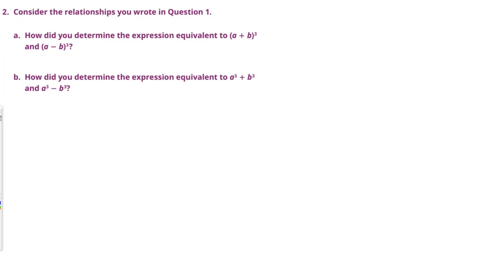So when we're looking at the relationships you wrote in question 1, what we did to help us calculate (a plus b) cubed is split it apart into (a plus b) times (a plus b) squared to be able to work with. Versus when we needed to factor, we used the difference of squares, difference of cubes, or sum of cubes.